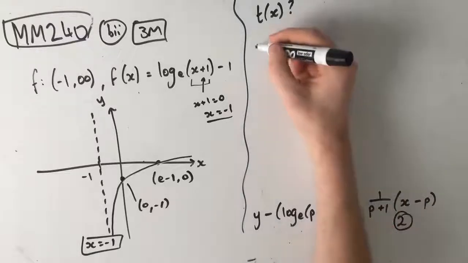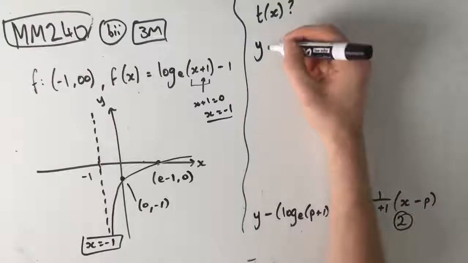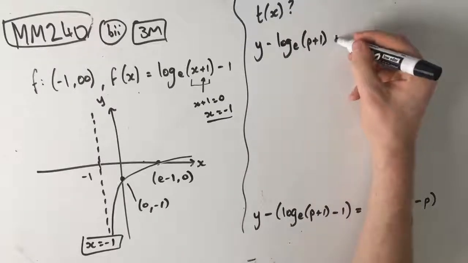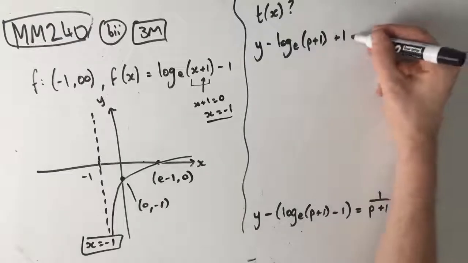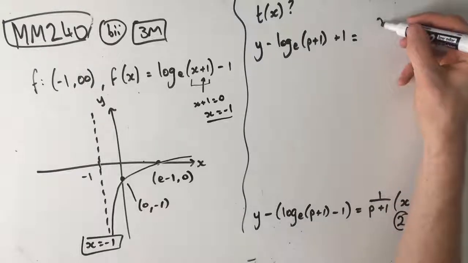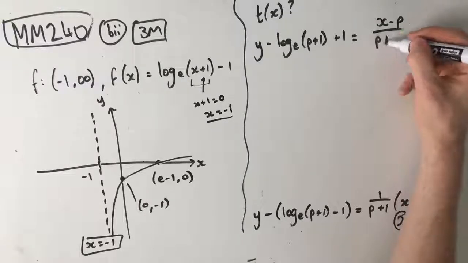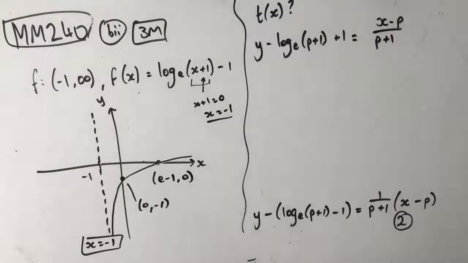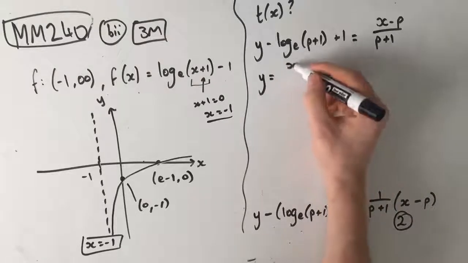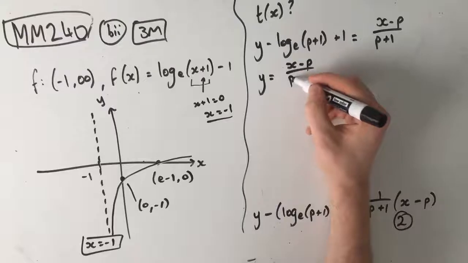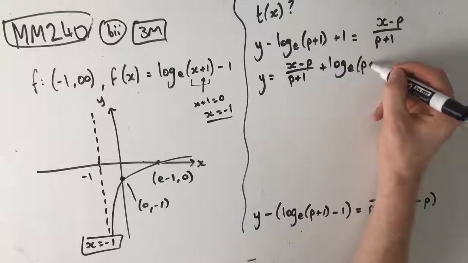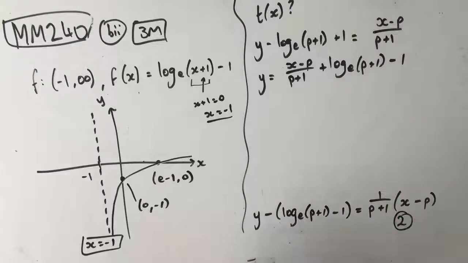So in that case, we're going to get y. I'm just going to expand this bracket out first. So y take log e of p plus 1, plus 1, right, because we have minus negative 1, equals x take p times 1 on p plus 1. So we can get x take p over p plus 1. Right, so I'll just times that to the top there. And then from here, we can get y by itself and say that y is equal to x take p over p plus 1, plus log e of p plus 1, minus 1.